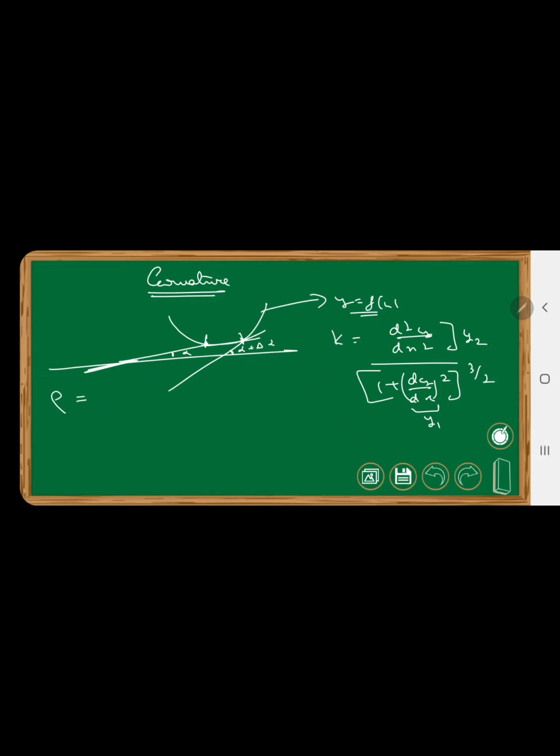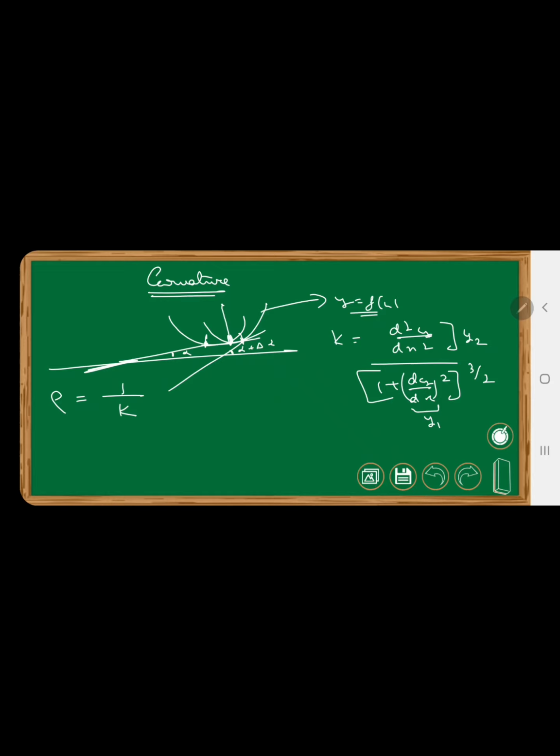Radius of curvature: suppose you take a very small point and you find the curvature of it. We can assume the curvature at a point by comparing it with a circle which has an arc coinciding with this portion. The radius of that circle is called the radius of curvature, which is given by 1 over k, where k is the curvature. The reciprocal of curvature is the radius of curvature.